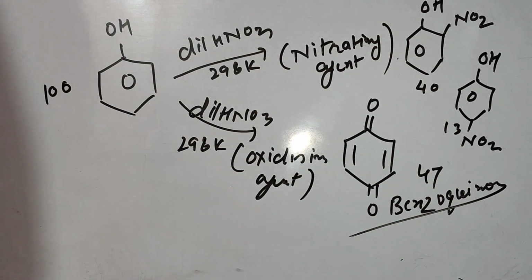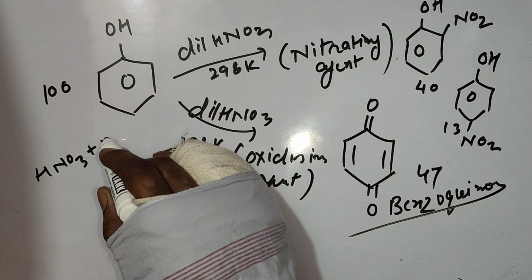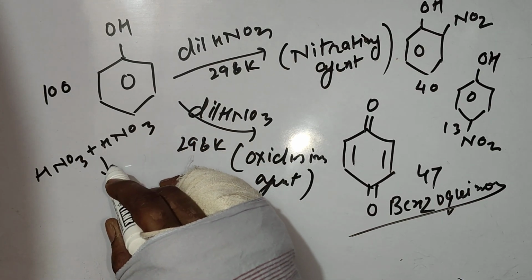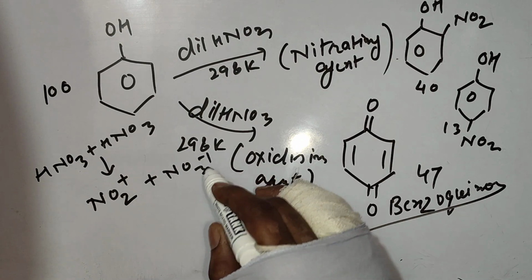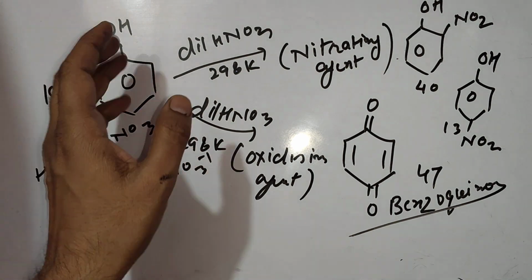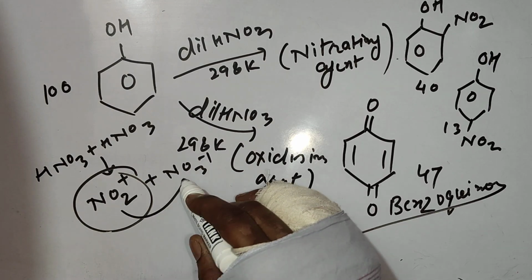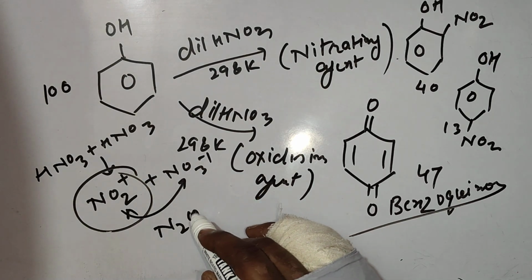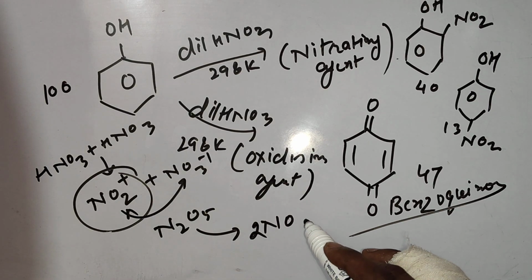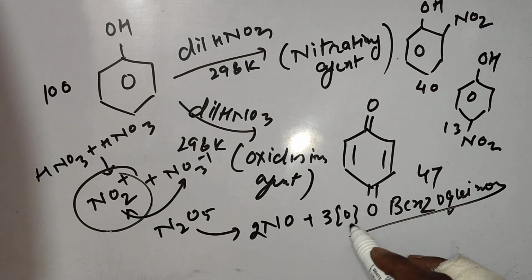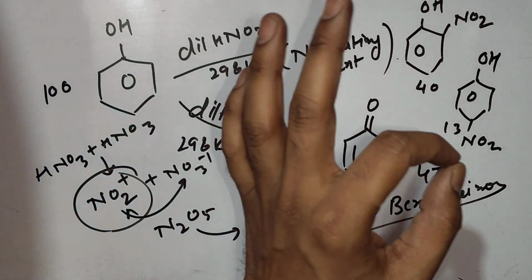If it is working as a nitrating agent, which reaction do we need to use? Nitronium ion and nitrate. This nitronium ion will attack the benzene ring and nitration will happen. And if it is working as an oxidizing agent, these particles will combine to create N2O5, which will further break into 2 particles of NO, nitric oxide, and 3 nascent oxygens will generate, and these nascent oxygens will bring out oxidation of the phenol to convert it into benzoquinone.